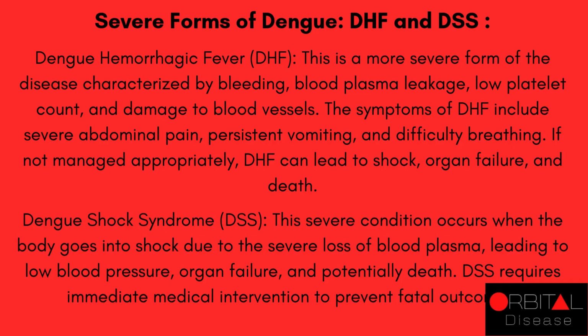Dengue hemorrhagic fever, DHF. This is a more severe form of the disease characterized by bleeding, blood plasma leakage, low platelet count, and damage to blood vessels. The symptoms of DHF include severe abdominal pain, persistent vomiting, and difficulty breathing. If not managed appropriately, DHF can lead to shock, organ failure, and death.